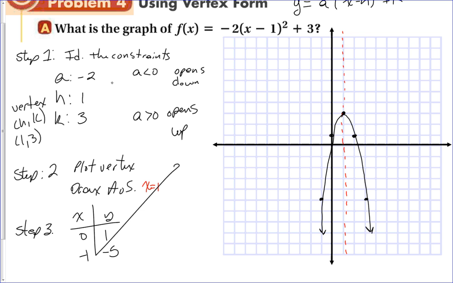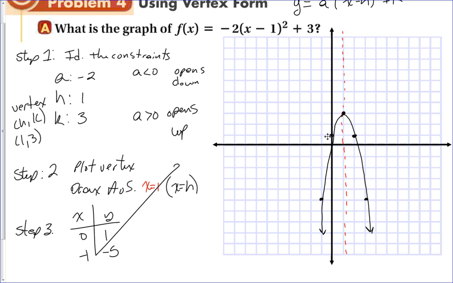All right, in our case, it opens down because a is less than 0. Your vertex, remember, is (h, k). So in this case, our vertex is (1, 3). We plotted (1, 3) first. Then draw in your axis of symmetry. Remember, your axis of symmetry will be x equals h. This will always be x equals h. For your axis of symmetry, we drew that in.